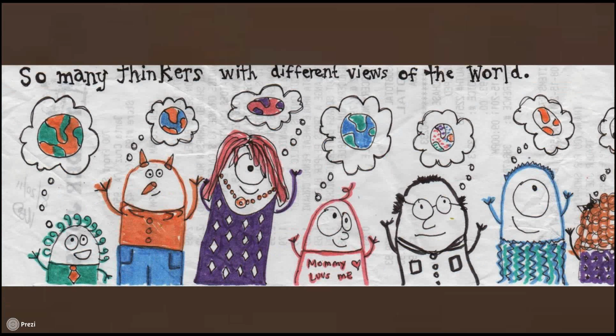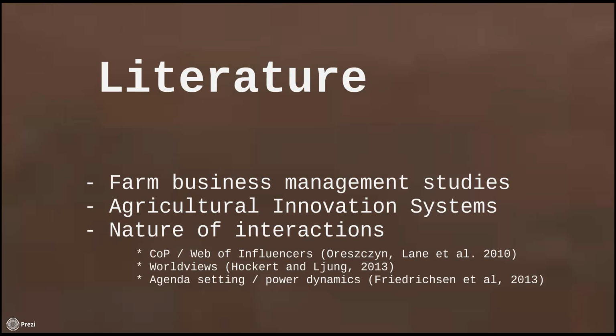So, what is the influence of different worldviews? But also theories about agenda setting. So how is it actually decided that farm business management skills should be improved? Yeah, so that's a bit about the literature.